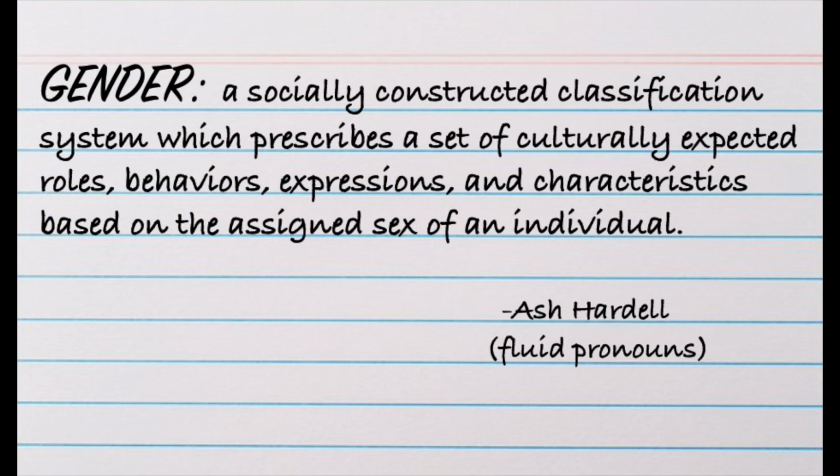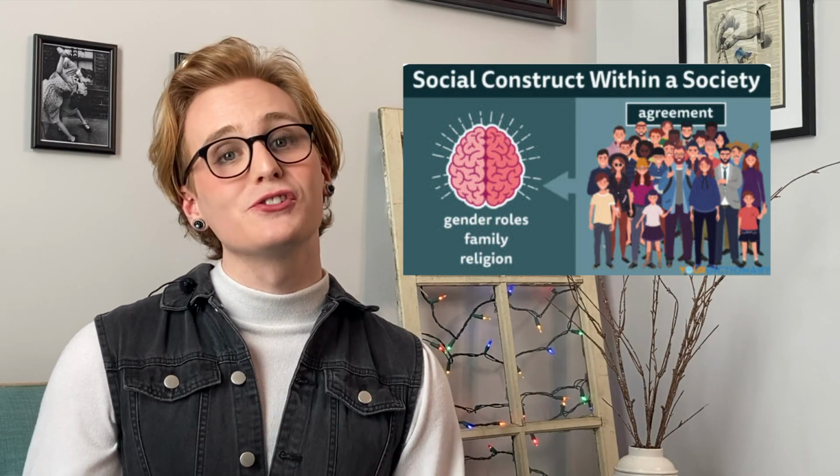In the words of author and queer educator Hardell, gender can be defined as a socially constructed classification system which prescribes a set of culturally expected roles, behaviors, expressions, and characteristics based on the assigned sex of an individual. Let's break that down a bit more. Gender is a social construct, aka an idea that has been created and accepted by the people in a particular society for the purpose of classification or understanding.